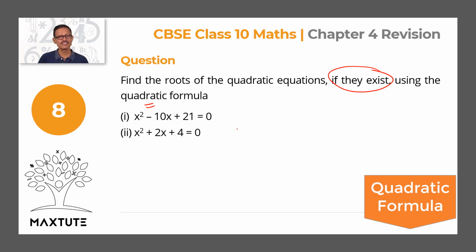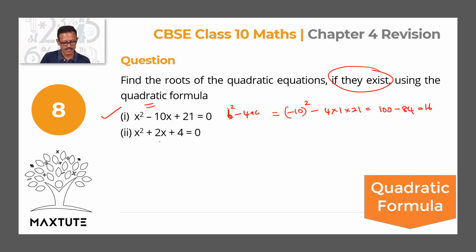Start with the first equation. We'll check the discriminant in this slide and compute the roots in a subsequent slide. Discriminant is equal to b square minus 4ac. B for us is minus 10. So minus 10 the whole square minus 4 times a is 1 into 21. Minus 10 square is 100. 100 minus 84 is equal to 16. So this has a valid solution. We'll compute the roots in the subsequent slide. Just hold on. Let's go to the second one.